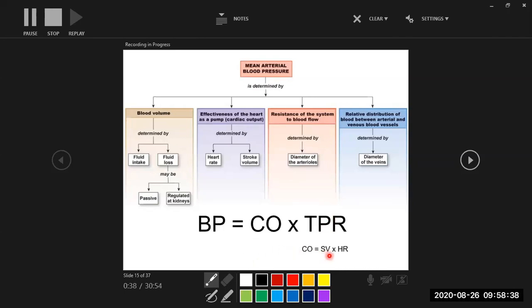CO equals stroke volume times heart rate. Increase stroke volume, increase heart rate will increase CO, and the increased CO will increase BP, increase blood pressure. So let's take a look. Mean arterial blood pressure is affected by the blood volume. So that is determined by the fluid intake.